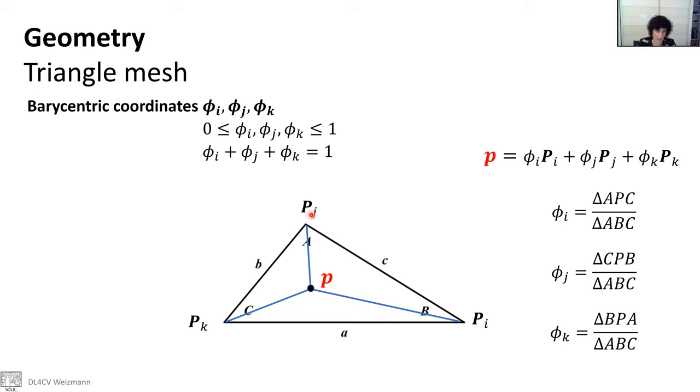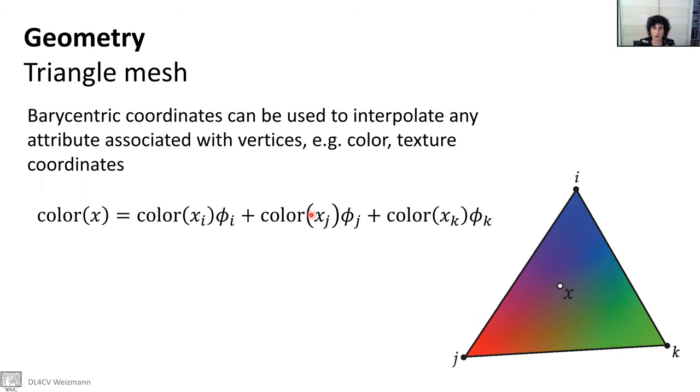And why is it useful? Let's see an example. Barycentric coordinates are used to interpolate any attribute which is associated with the vertices of the triangle. For example, color. So if I have here red and green and blue, and I'm using the barycentric coordinates, phi I, phi J, and phi K to describe the color at the internal points of the triangle, I get this color inside the triangle. Okay, is this clear? Okay, nobody answers, so I hope yes.